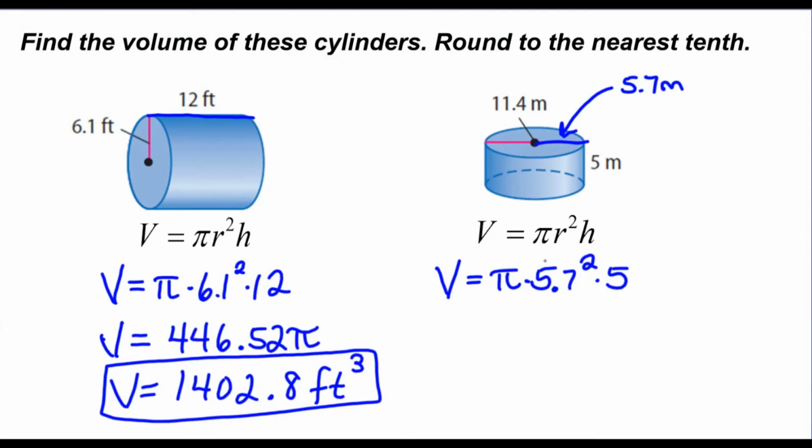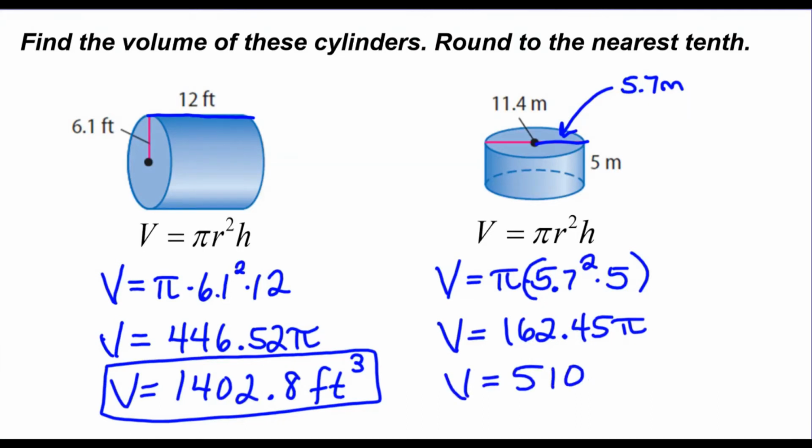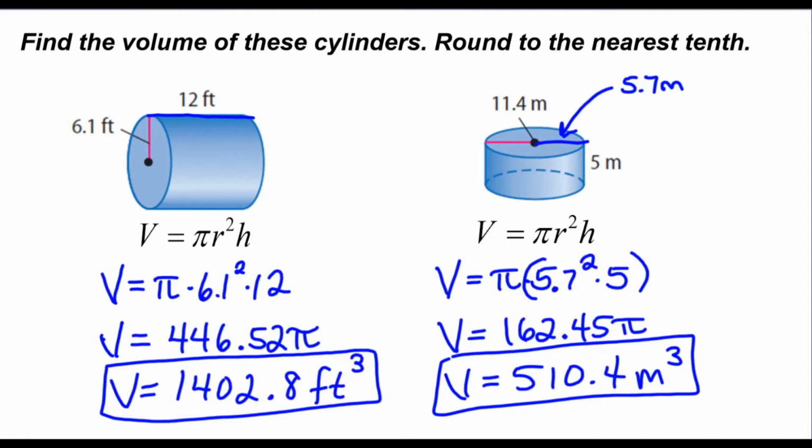And again, I'm going to do all of this multiplication here first before multiplying by pi, and you get 162.45 times pi. Finally, do the calculation and round to the nearest tenth. The volume of this cylinder is 510.4 cubic meters. So now we can see how to find the volume of a cylinder, whether we're given the radius or given the diameter.